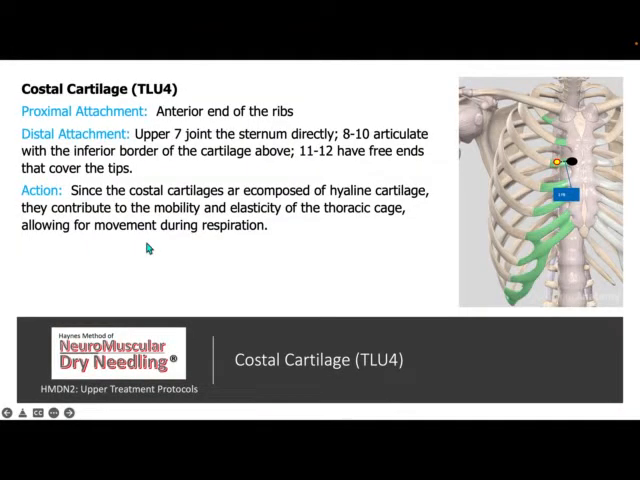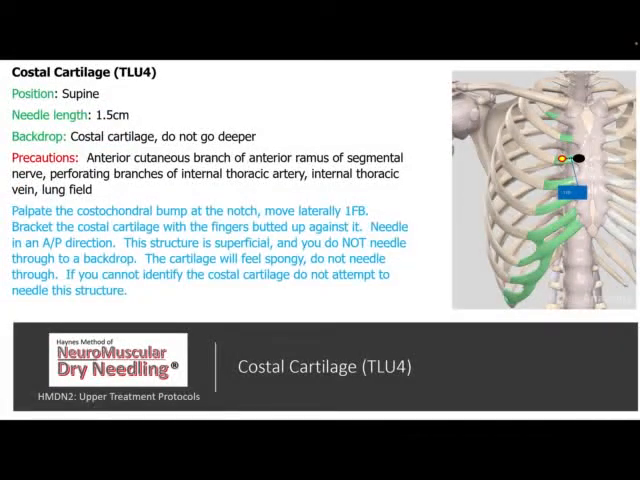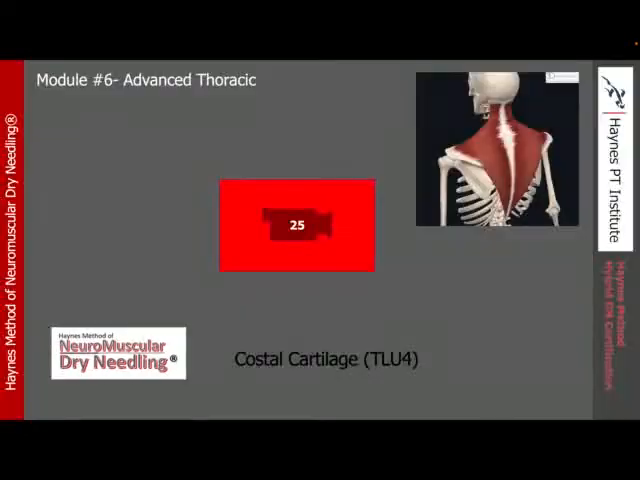Okay, and then next will be that costal cartilage. So we're going to use that costochondral bump that we looked at. We went about a finger breadth medial to that for the radiate ligaments. Here we're going to go a finger breadth laterally.